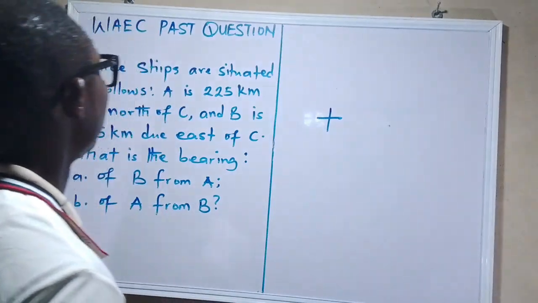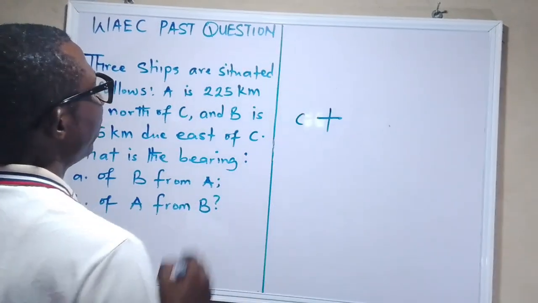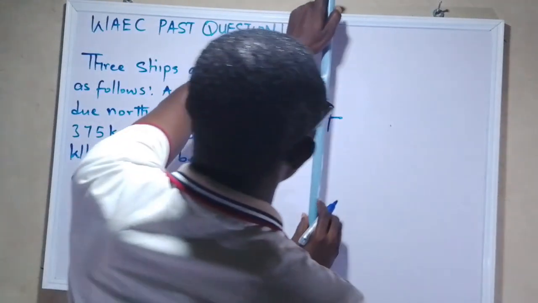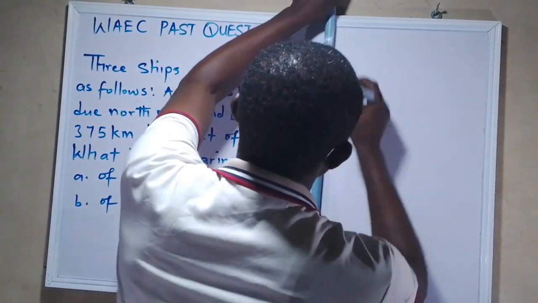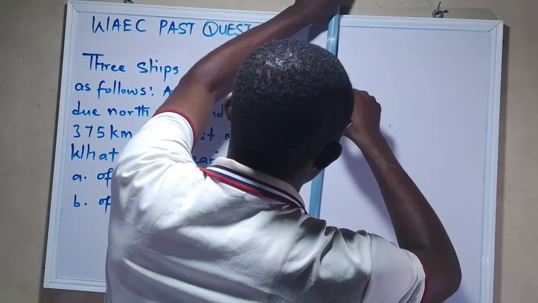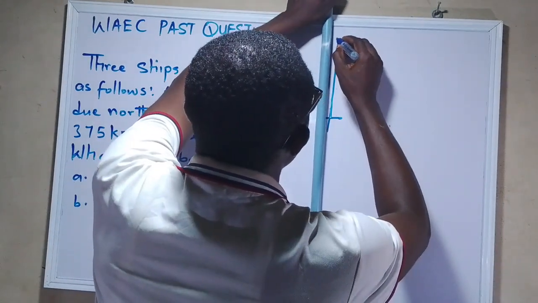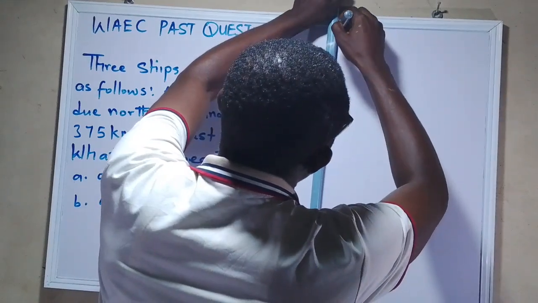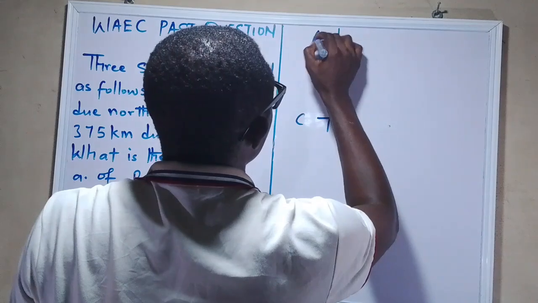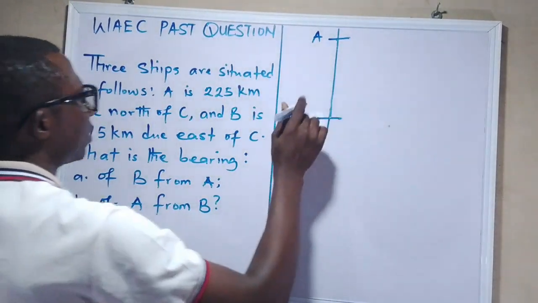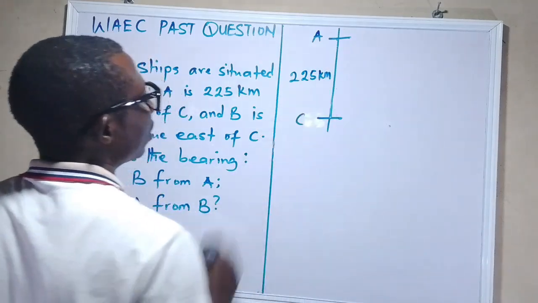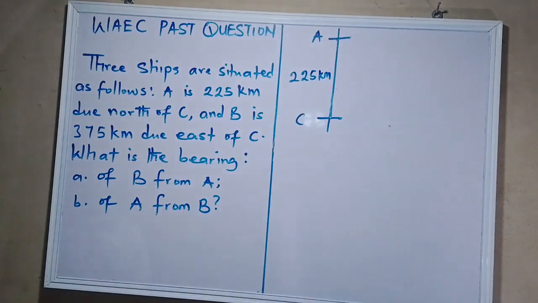Now, A is north of C. So this point is A. Point A is here, and the distance is 225 kilometers. Alright, so now let's read on.